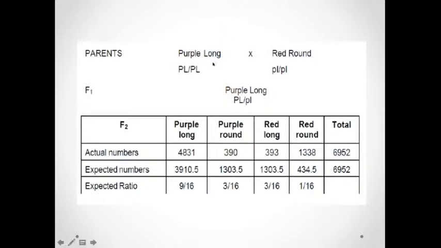So here there is a cross, purple and round. So PL, PL, PL, PL. We have purple long again. Then in the F2 generation, purple long, purple round, red long, red round. So the actual numbers come out like this. Expected numbers we calculate, you remember the chi-square method. We calculate the expected numbers, and then the expected ratios work out to be 9 by 16, 3 by 16, 3 by 16, 1 by 16. That is the phenotypic ratio.